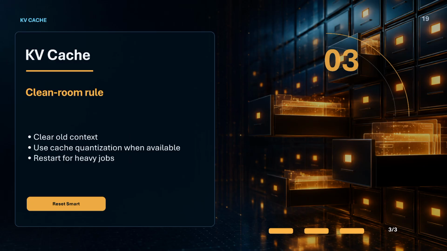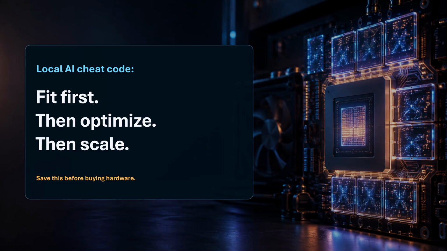So clean removal, just like we were talking about with the context: for heavy work, start clean. Clear the old context, use KV cache quantization when available, and save memory for the task in front of you. That's it. This is the whole local AI map.